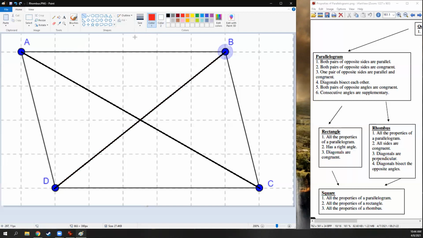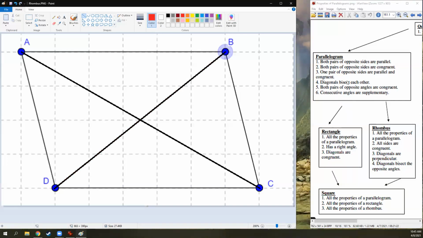Anytime you see a question where they have a parallelogram, rectangle, square, or rhombus, and they have the lines in the middle, look at all the diagonal properties, because that's what they're going to do to you. They're going to use the diagonal ones. But for number 4, it says the diagonals bisect each other.